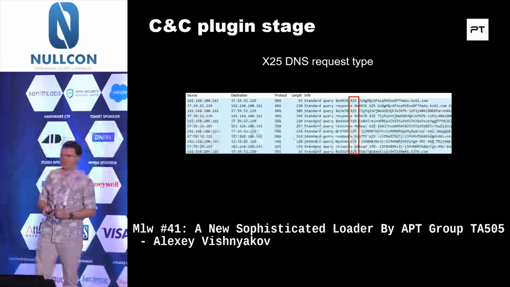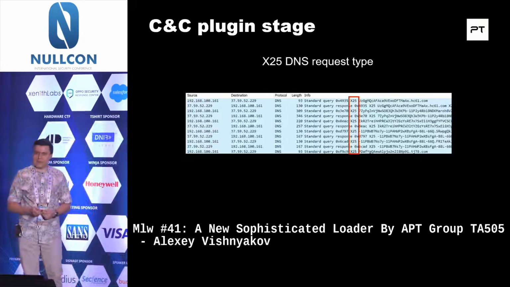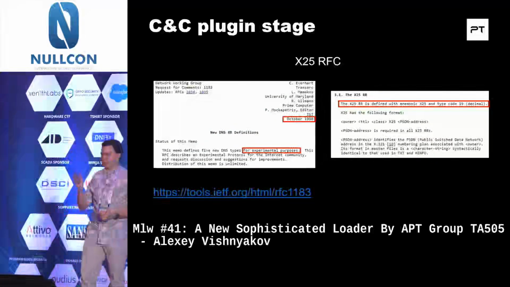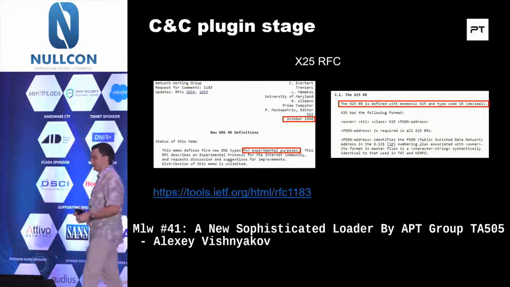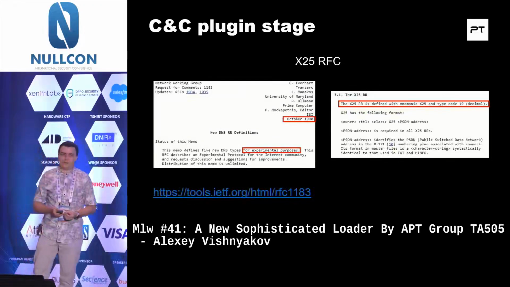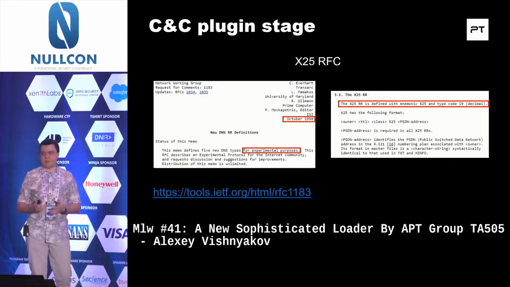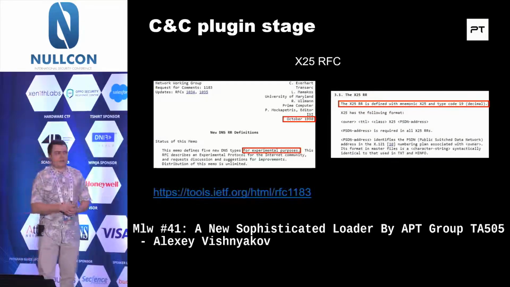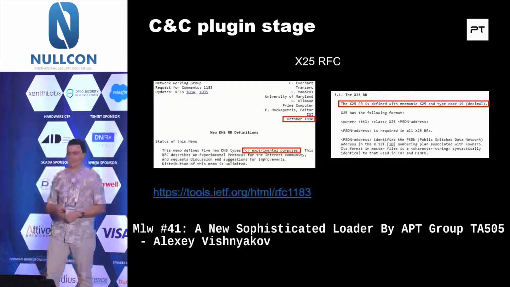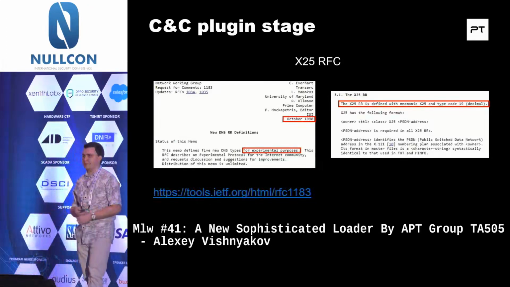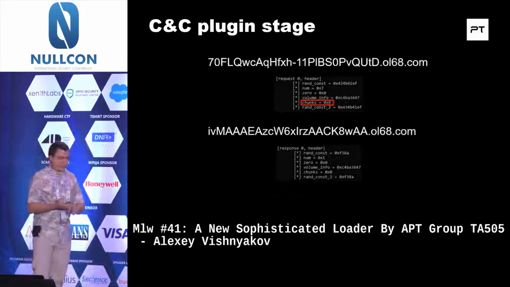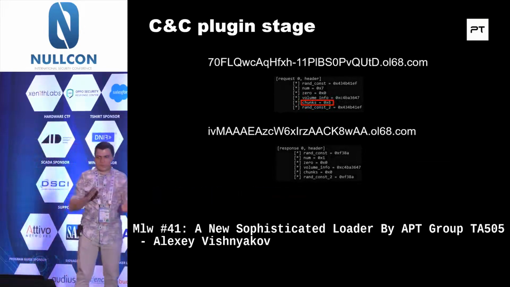I'm not sure that it's very used or well-known type. It's relatively old, and it has been made for experimental purposes. In our case, we have some DNS tunneling procedure during network C&C communication, and it happens under X25 DNS requests. I just want to show you a few examples.